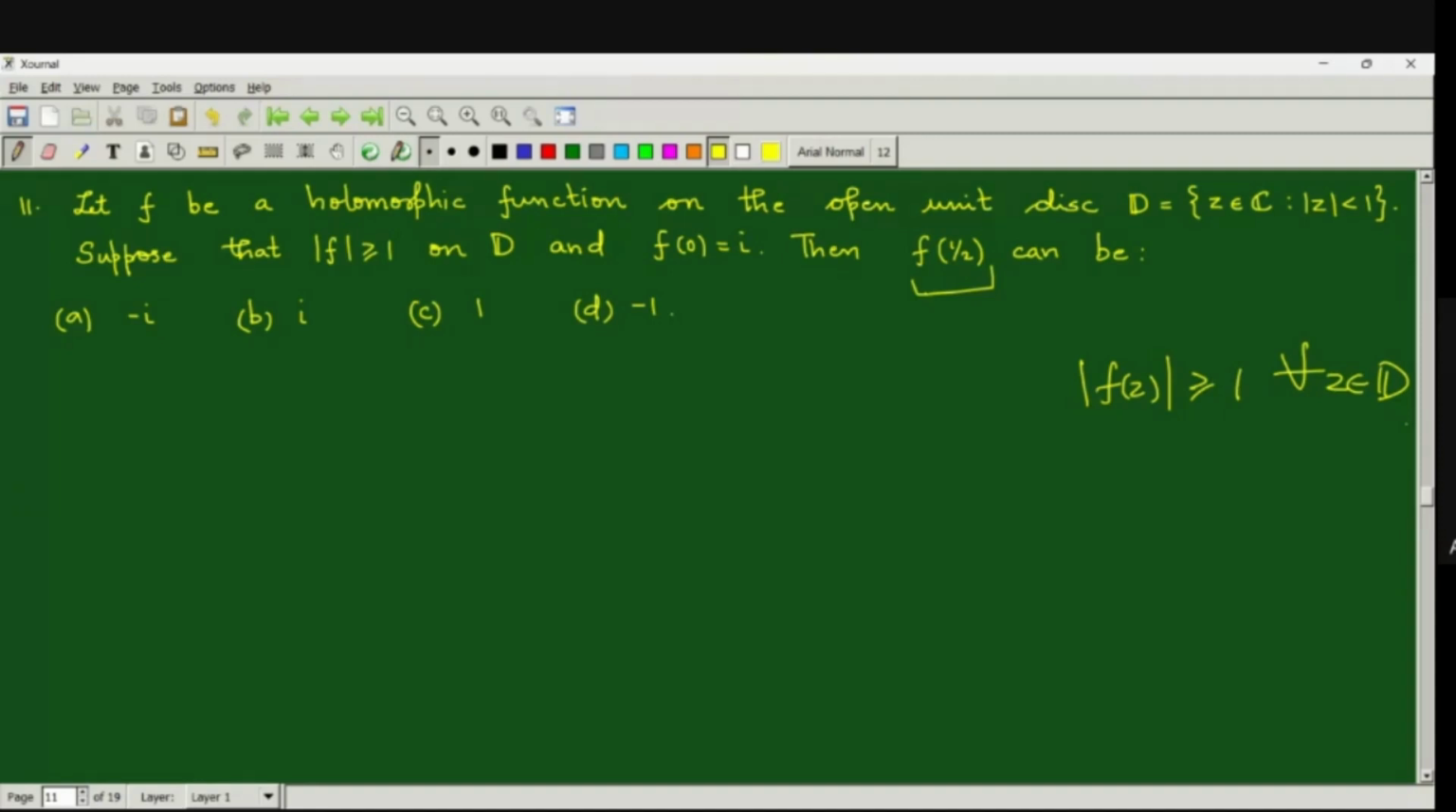Option B, i. Yeah. So it will be a constant function. Of course. So, the maximum modulus principle. Yes, very good that you know. If it attains its minimum or maximum inside that disk, then it is going to be the constant function.